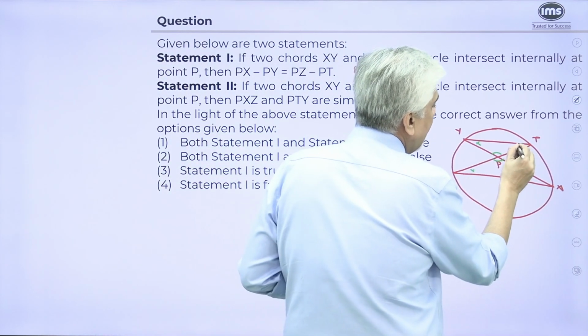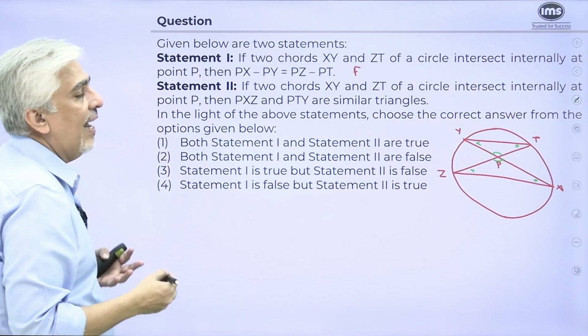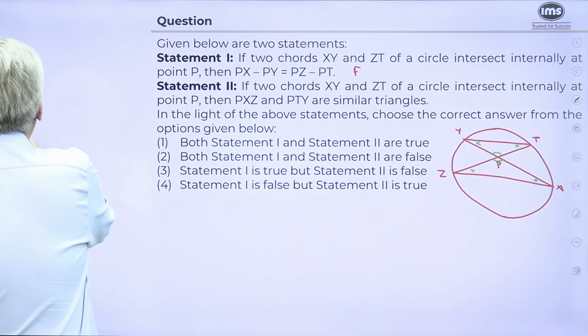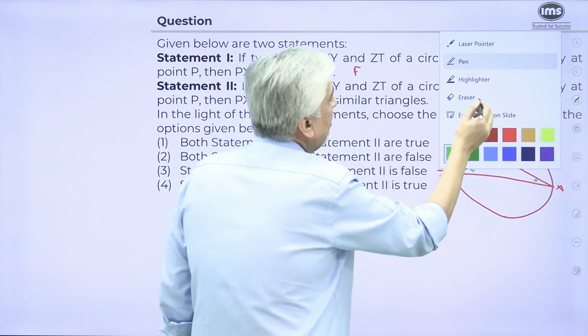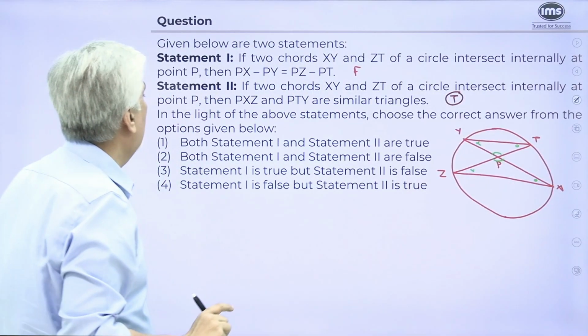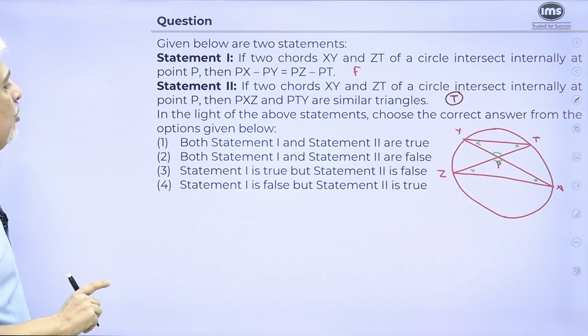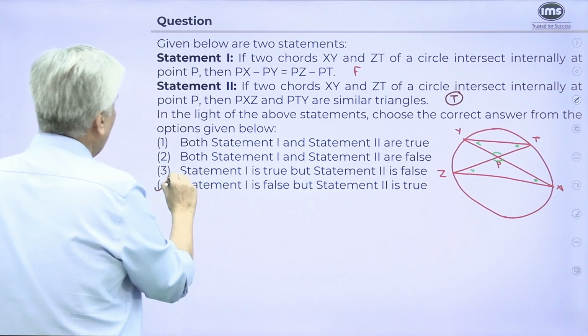Same way, this angle is equal to this angle, angles inscribed in the same arc. So all three angles are equal, so the triangles are similar by the AAA test. Hence statement 1 is always false and statement 2 is true, so the answer should be the fourth option.